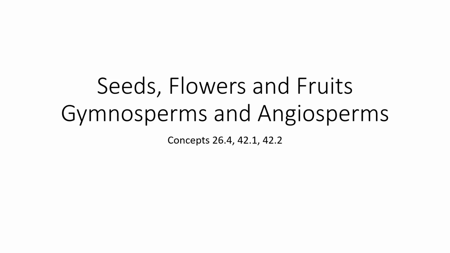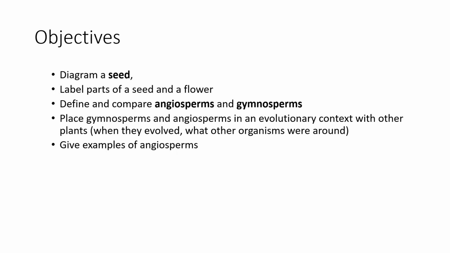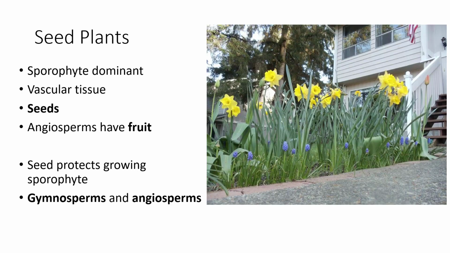And now, the big plants, the Gymnosperms and the Angiosperms. In this lecture, please be able to diagram a seed, be able to label parts of a seed and a flower, define and compare angiosperms and gymnosperms, be able to place these two things on an evolutionary context with other plants and, while you're at it, with the other organisms they lived with, and give examples of angiosperms. There are plenty.